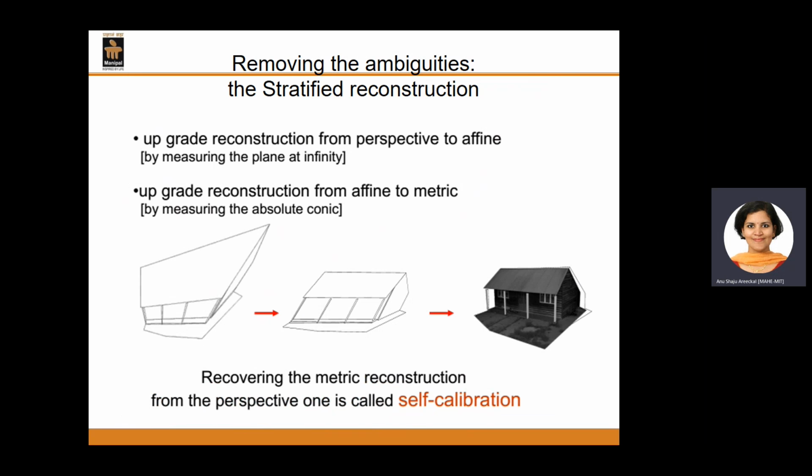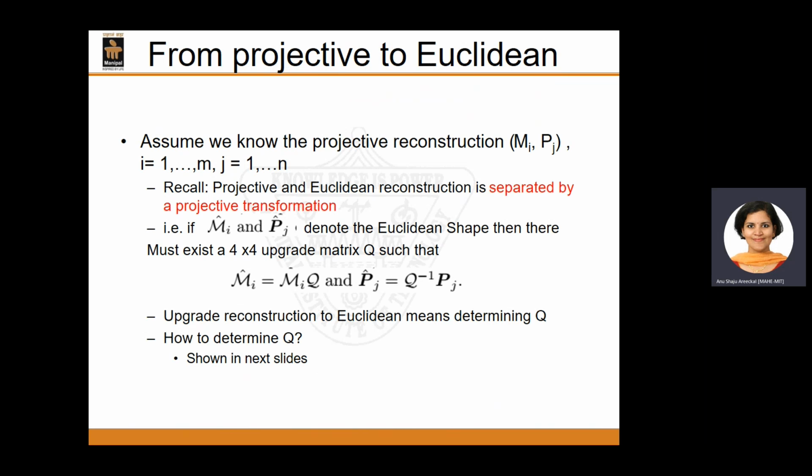So now, once you have the projective SFM, you can rectify that to the Euclidean space, or to a metric reconstruction. For that, you can go ahead with a stratified approach, where you go from the projective space to the affine space, and then from the affine space to the metric space. Again, most of the concepts are the same as what we have discussed before.